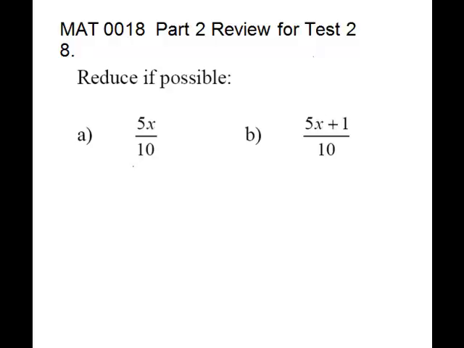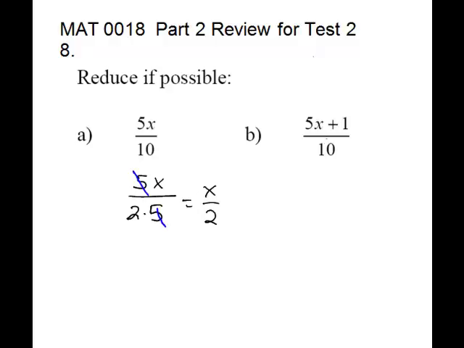So for the first problem, we could divide out the common factor of 5, or you can write primes if you want. If we wrote the primes, 5 is already prime, and 10 is 2 times 5. The 5 is your common factor to divide out, and it leaves you x over 2. If you wrote 1 in front of the x, that's okay.